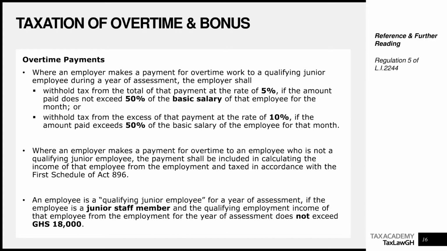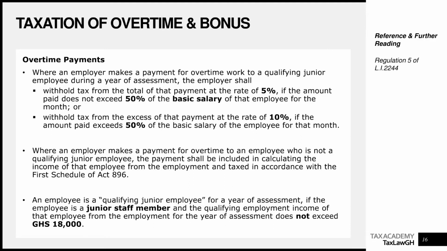So pick your basic salary, find 50% of it, compare the 50% threshold to the amount of overtime payment made, and then find out if the amount of overtime payment is up to 50%. If it's not, withhold 5% from the whole amount. That's scenario number one. Scenario number two is where we are saying the employer will withhold tax from the excess payment at the rate of 10% if the amount paid exceeds 50%.